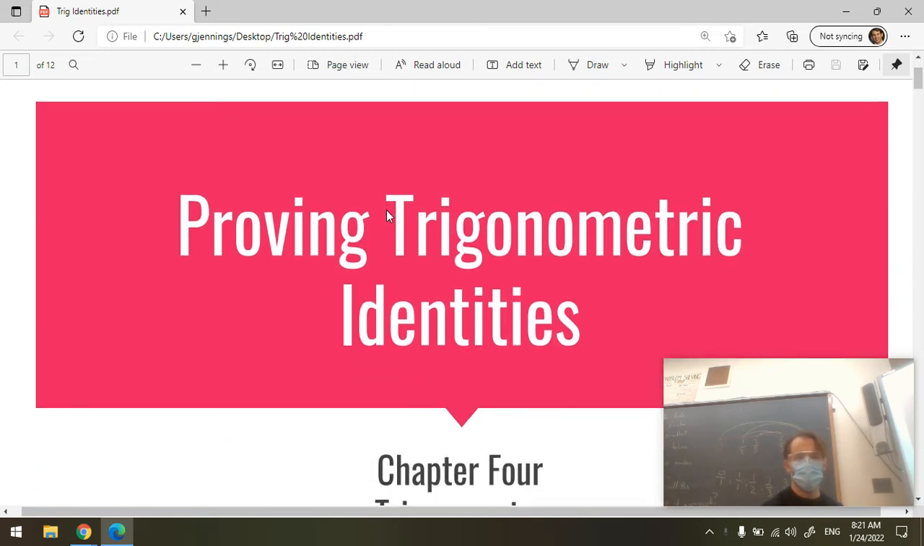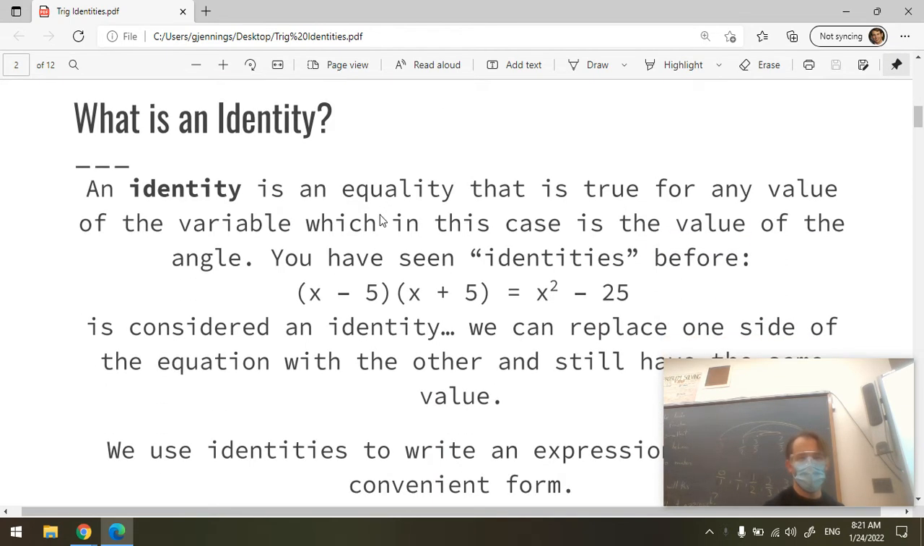Yes, back to trigonometric identities. And we've seen identities before. For example, if you have a difference of squares here, x squared minus 25, this x minus 5 times x plus 5 will always be equal to x squared minus 25. It doesn't matter what I make x. I can test different values of x and see if that's true.